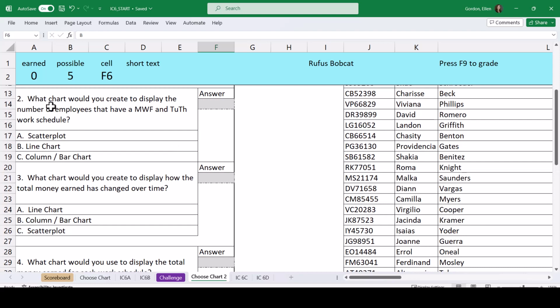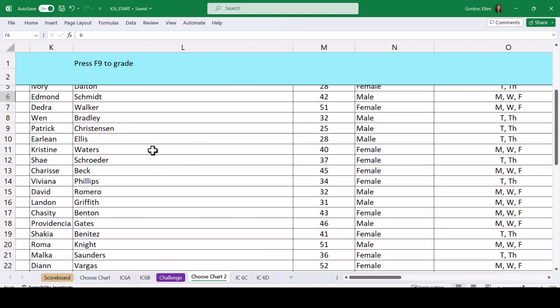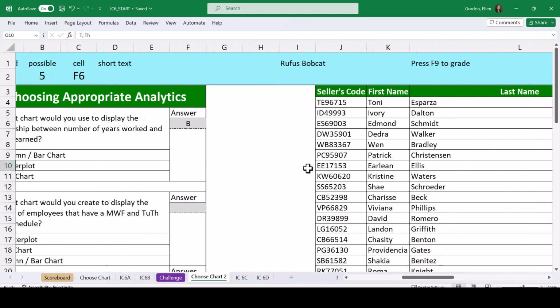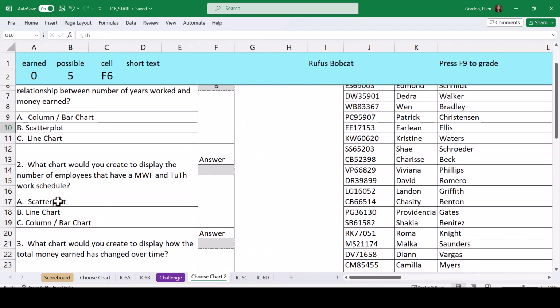The second question is, what chart would you create to display the number of employees that have a Monday, Wednesday, Friday, and Tuesday, Thursday work schedule? So we're talking about the work schedule. If you look over here, you can see what the data looks like. This is categorical data or qualitative data, and it's just one column. So it's just one qualitative variable.